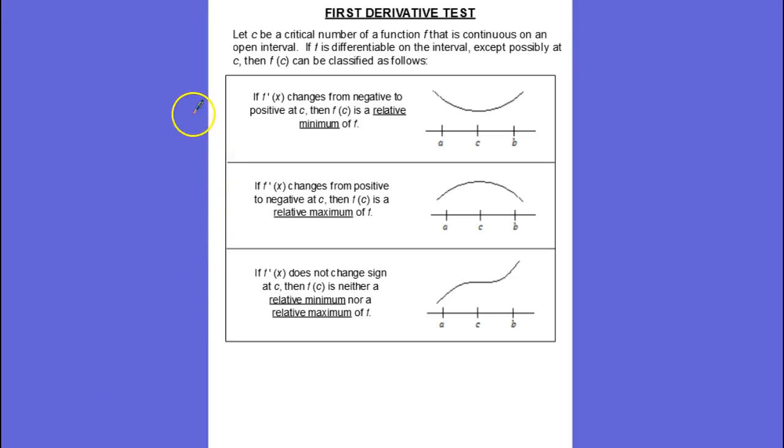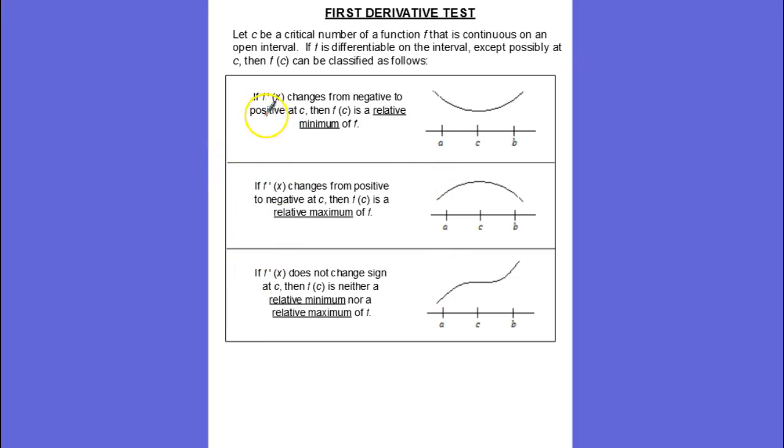All right, so let's review this first derivative test. Let c be a critical number of a function that is continuous on an open interval. If f is differentiable on the interval, except possibly at c, then f of c can be classified as follows. Remember, we had three categories, so we've got some pictures to go with this.